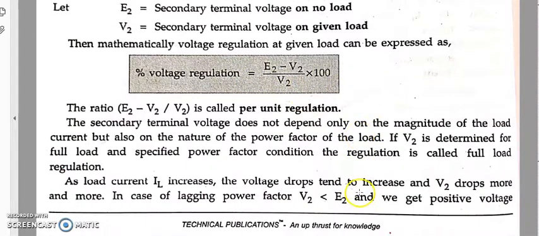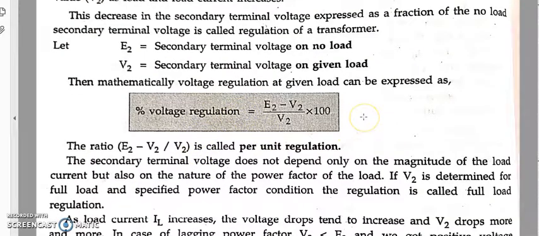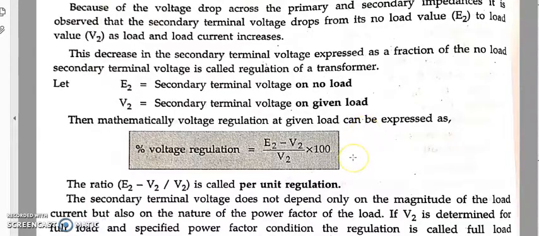Okay, so now the question arises, voltage regulation can be positive, or it can be negative, or it can be zero. So first let us see when it can be positive. Let us say you have connected an inductive load. So what happens when you connect an inductive load? V2 will drop lesser than E2. In that condition, E2 is greater than V2 for inductive load. So the difference will be positive and the voltage regulation will be positive.